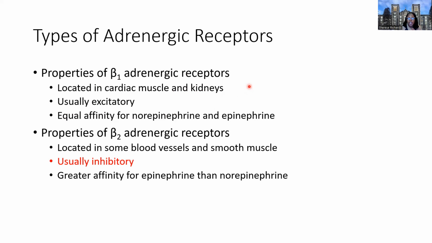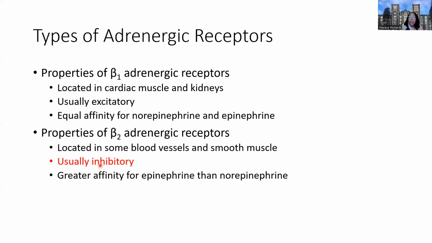So beta 2 is usually on blood vessels and the smooth muscle in some other organs, like the lungs, for example. It is usually inhibitory. Inhibitory means that it's going to decrease that tissue response. An example in the lungs is that beta 2 will actually cause dilation of the bronchioles. So instead of constriction, which is the excitatory response, beta 2 dilates the bronchioles, which is going to be important in terms of bringing more oxygen into the lungs.